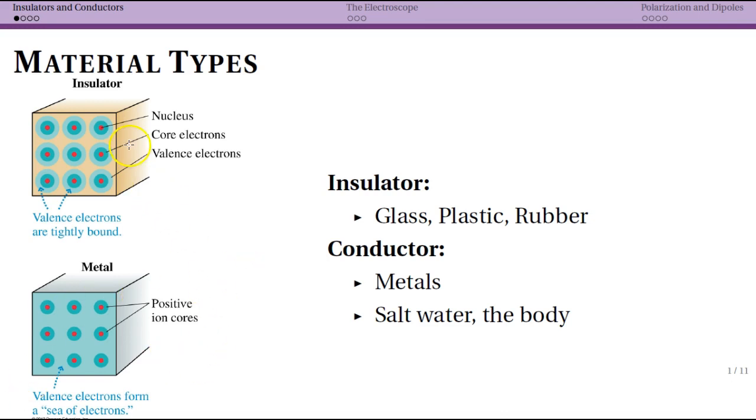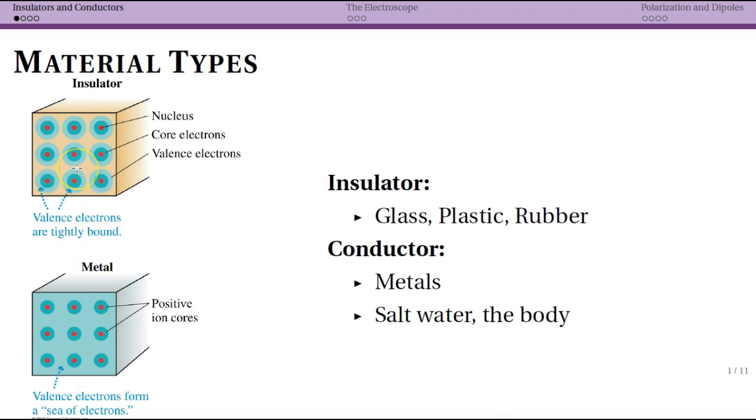So in an insulator, we know that we have the nucleus surrounded by electrons. And we could classify the electrons into two categories, core electrons and valence electrons. Now what's happening with the valence electrons really determines how charge can move. And in fact, a third category of material is a semiconductor, which we won't talk about in detail in this class, which is different than each of these.